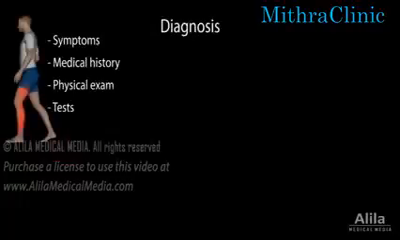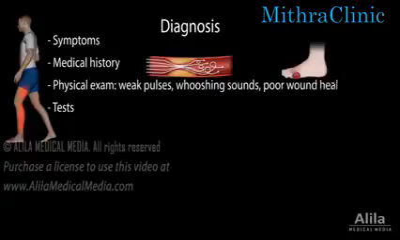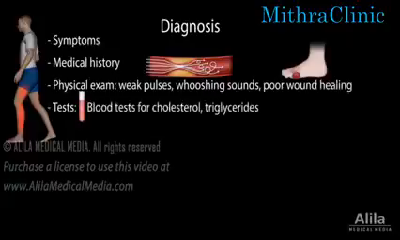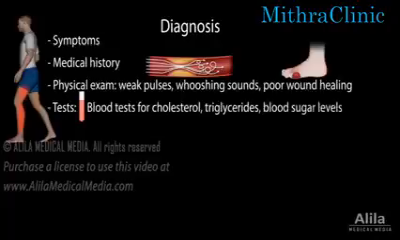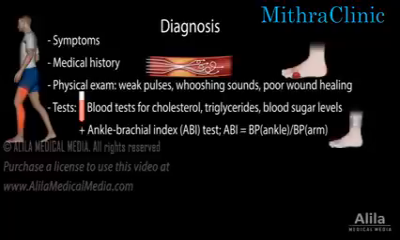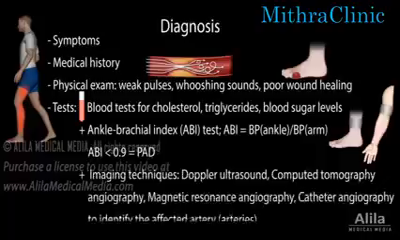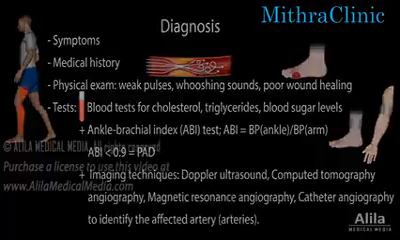Diagnosis is based on symptoms, medical history, physical exam, and a number of tests. The purpose of the physical exam is to look for signs such as weak pulses, whooshing sounds of obstructed blood flow, and evidence of poor wound healing. Blood tests are done to evaluate cholesterol, triglyceride, and blood sugar levels. Ankle brachial index test, or ABI test, is commonly performed to compare blood pressures in the ankle and the arm. An ABI lower than 0.9 indicates PAD.